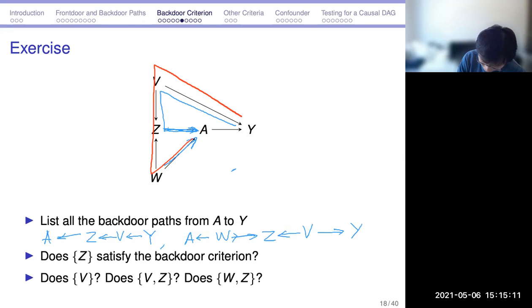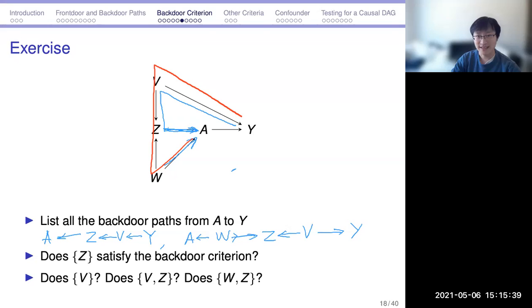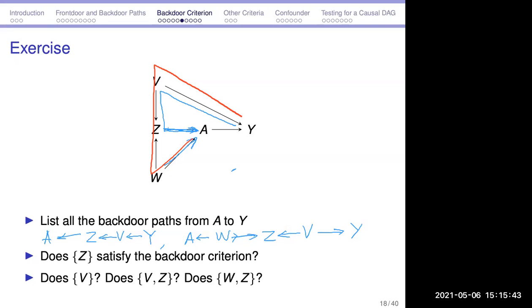Okay, so now the next question is, does Z satisfy the backdoor criterion? Can someone tell me yes or no? Your answer? Or I guess we can do this polling thing again. Oh, I think it's no. Okay, yes, go ahead. And why is that? Oh, because Z does not block the red one, I think.